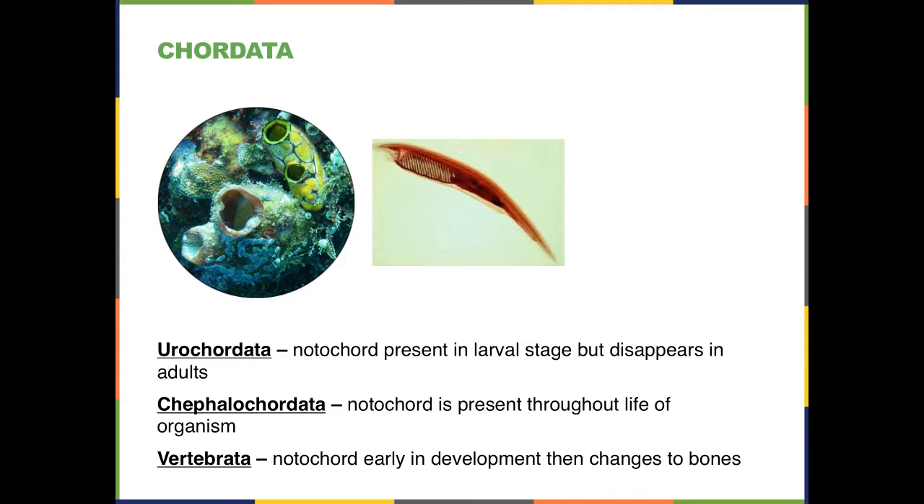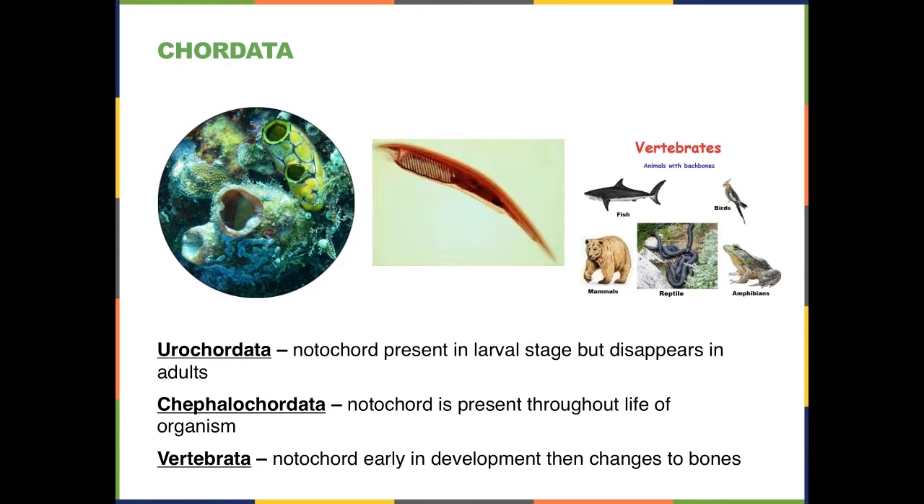Now, the last of the 3 groups is called the Vertebrata. This is where the notochord is present early in development and then changes into bones. This includes organisms later and more advanced in the group. It includes mammals and also man.